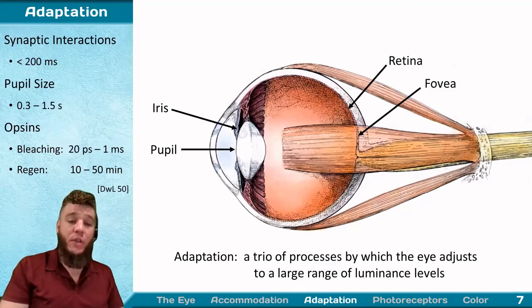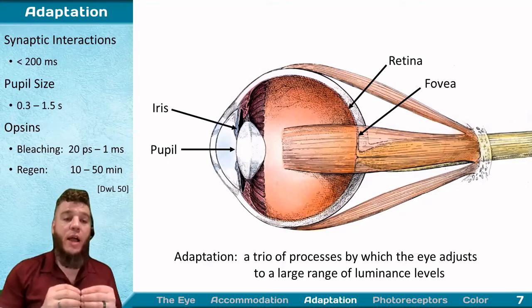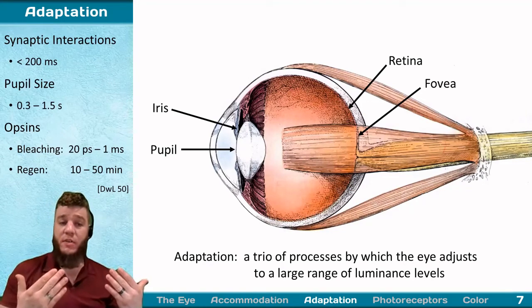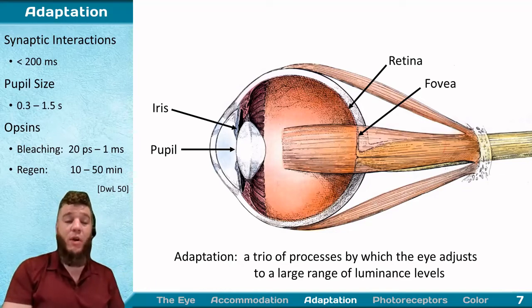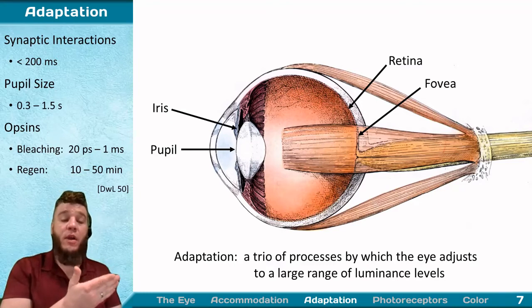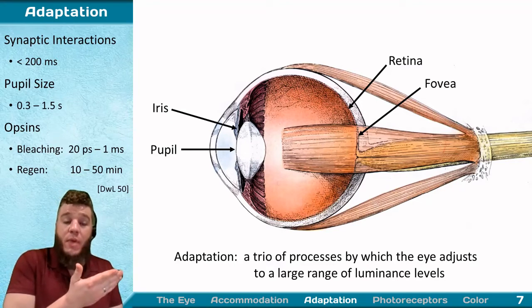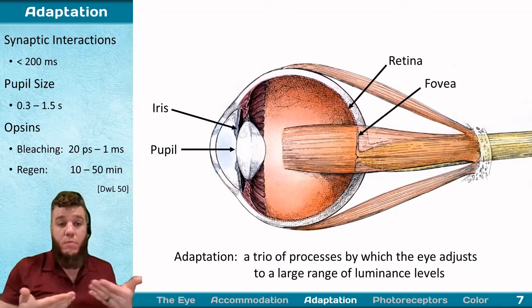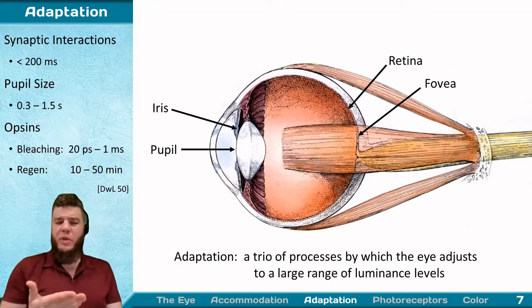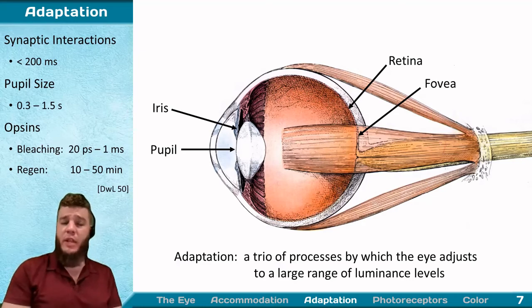Adaptation is crucial, and adaptation is not just one process, but rather a trio of processes that allows us to see well in a massive range of lighting conditions. Most of you probably don't know this, but daylight is actually multiple orders of magnitude higher light level than the light level that you have in a typical classroom. So, how do we adjust to this massive range of lighting conditions that we experience every day?